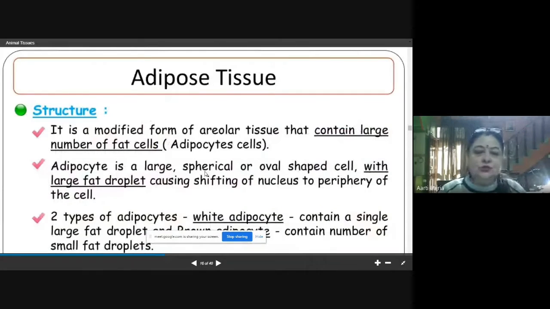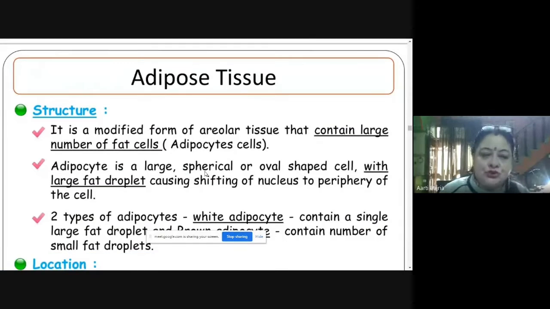The next loose connective tissue is adipose tissue. Now adipose tissue is also present below the skin, and it is a modified form of areolar tissue that contains a large number of fat cells, and these fat cells are called adipocyte cells. Now adipocyte is a large spherical or oval shaped cell with large fat droplets. It is causing shifting of the nucleus to the periphery of the cell. So the large fat droplet comes in the center of the cell and the nucleus shifts to the periphery.